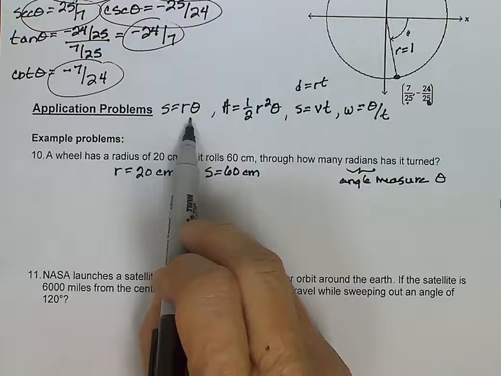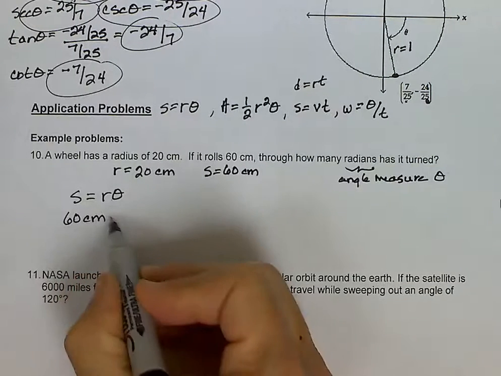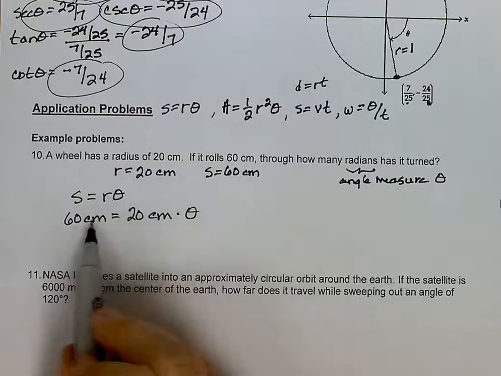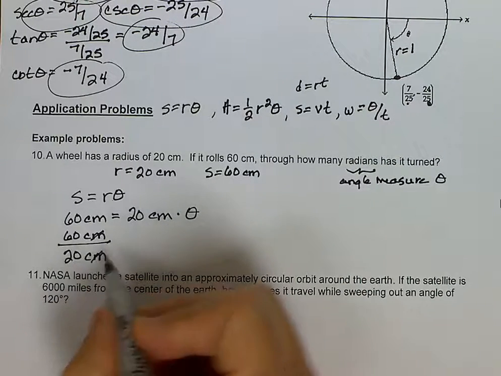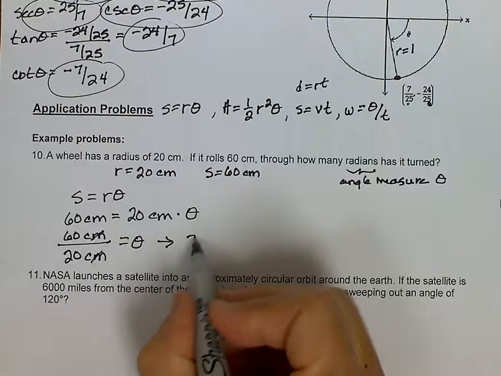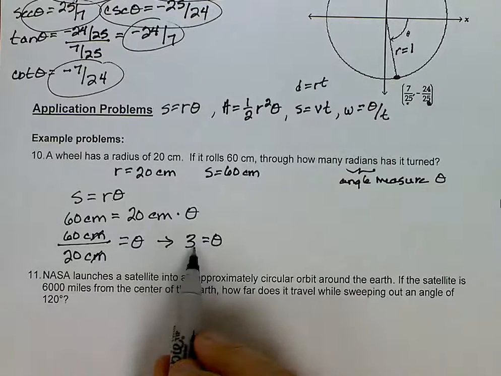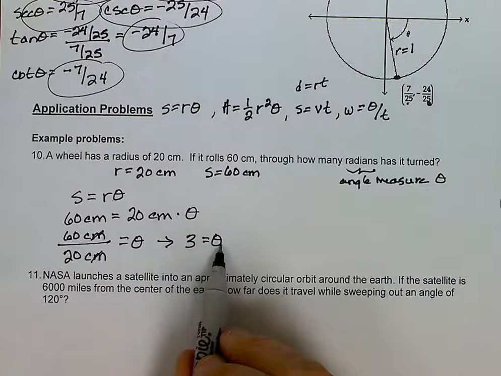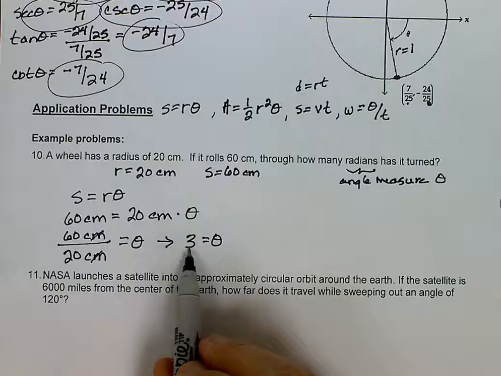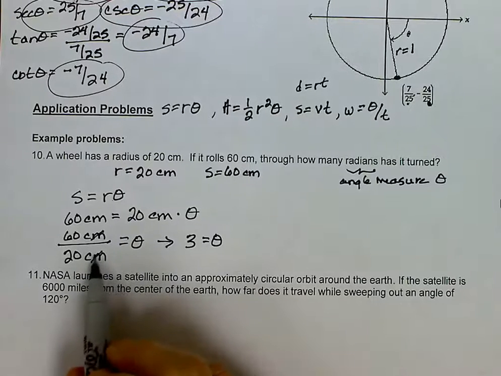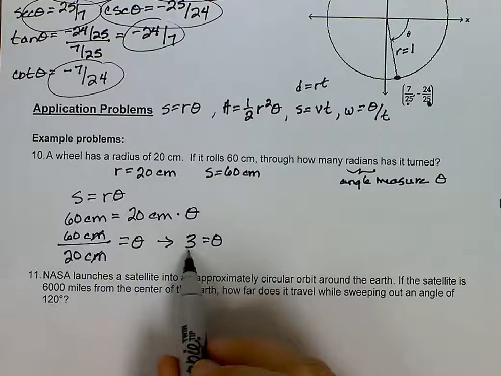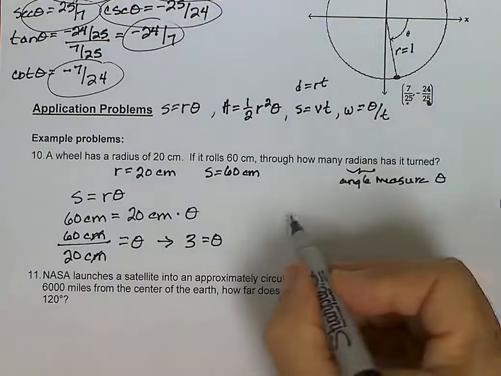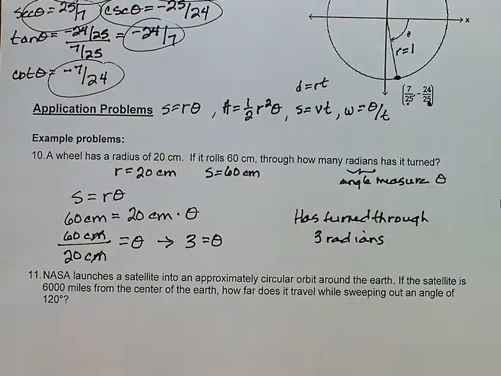We have an R, we have an S, and we're looking for a theta. That means we're going to use this formula. If I put in 60 centimeters for the S and 20 centimeters for the R, when I divide the 60 by the 20, the units, the centimeters, cancel out, and that's going to give me 3 for theta. This is okay that I don't have any units left because my theta from this formula is always going to be in radians, and radians is not actually a unit because this is what happens, it cancels out. So if you end up with something like this that doesn't have any units, that's good if you were supposed to be finding an angle in radians. So it has turned through 3 radians.